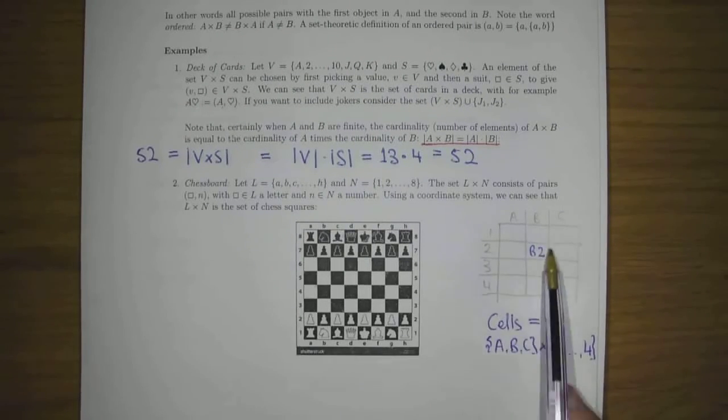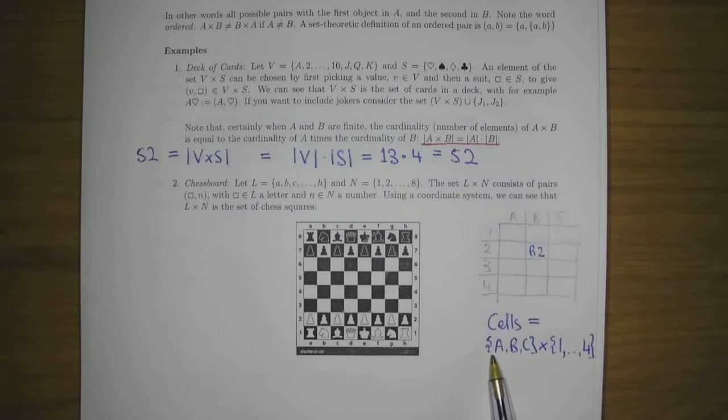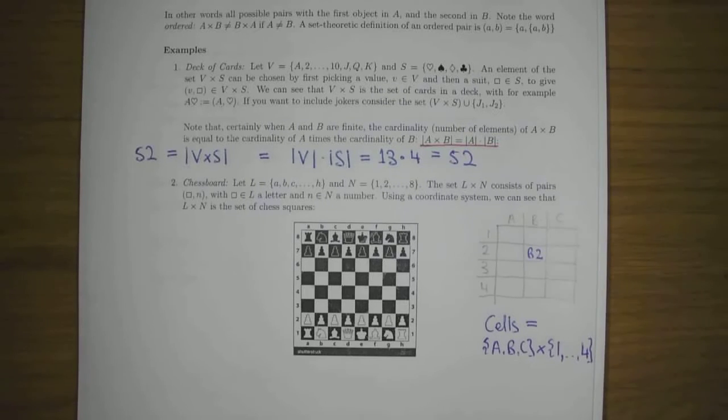So the number of cells here is the number of things here by the number of things here. Number of elements here, 1, 2, 3. Number of elements here, 1, 2, 3, 4. 3 by 4, 12. 1, 2, 3, 4, 5, 6, 7, 8, 9, 10, 11, 12. Okay. So a chessboard is also a Cartesian product.